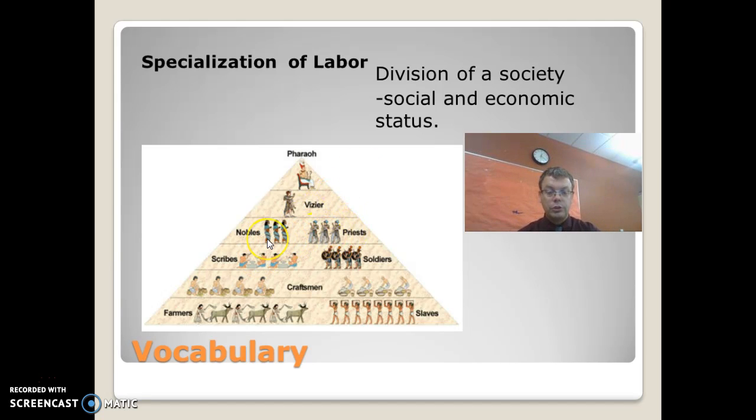There were priests. There were nobles who were in charge or managers of different areas of lands. Viziers, which were basically advisors. And the pharaoh on top, who was the king. So specialization of labor is all these different jobs.